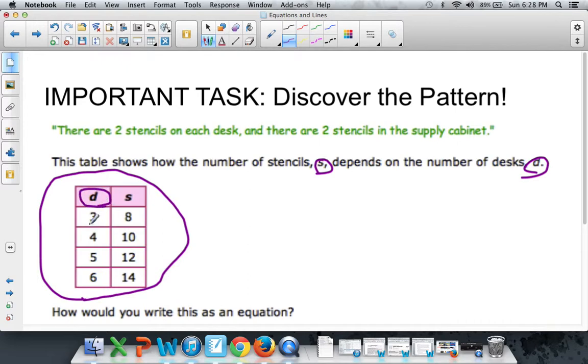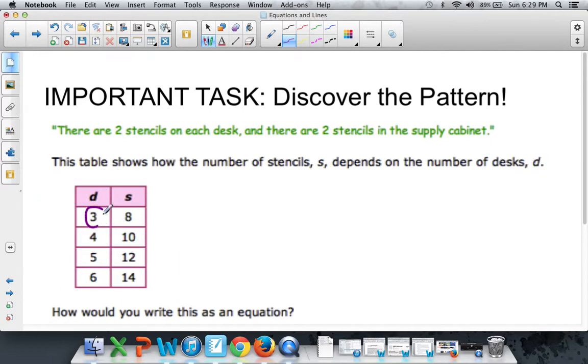D is 3, S is 8. What happened there? D is 4, S is 10. What happened there? D is 5, S is 12. What happened there? Well, there's a pattern going on. The pattern starts with 3 and 8, but then after that you can see all the rows in D go up by 1, and all the numbers in S seem to go up by 2.